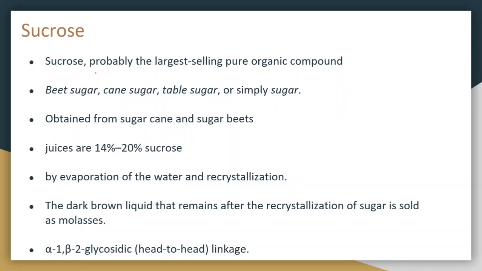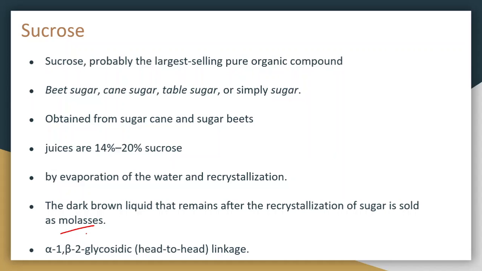So how is it obtained? First juice is prepared, then water is evaporated from the juice, then there is crystallization. There is a dark brown liquid which remains of the juice, that is sold as molasses.